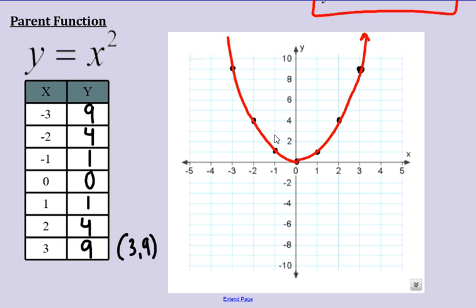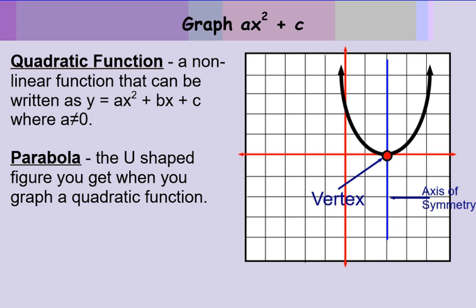The word parabola, we'll learn here in a moment, is the shape we give to any quadratic shape. So this is the parent function, though, y equals x squared. We already talked about what a quadratic function is. Anything that can be written y equals ax squared plus bx plus c. That shape it makes we call a parabola, the U-shaped figure you get when you graph a quadratic.